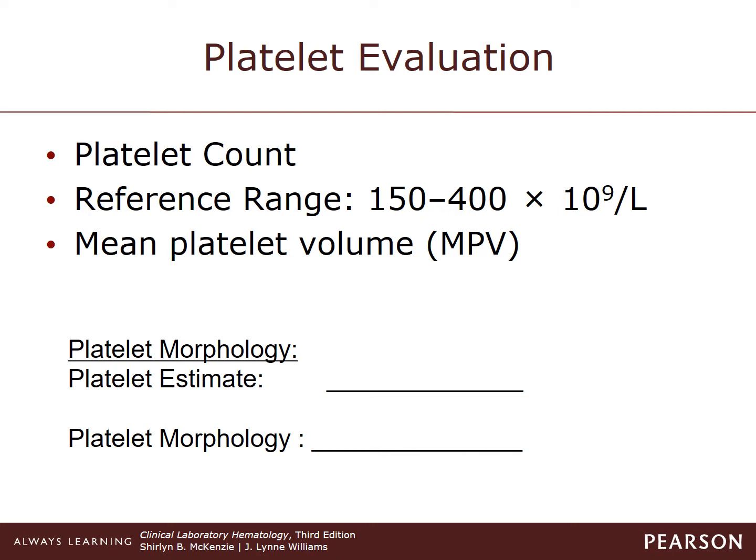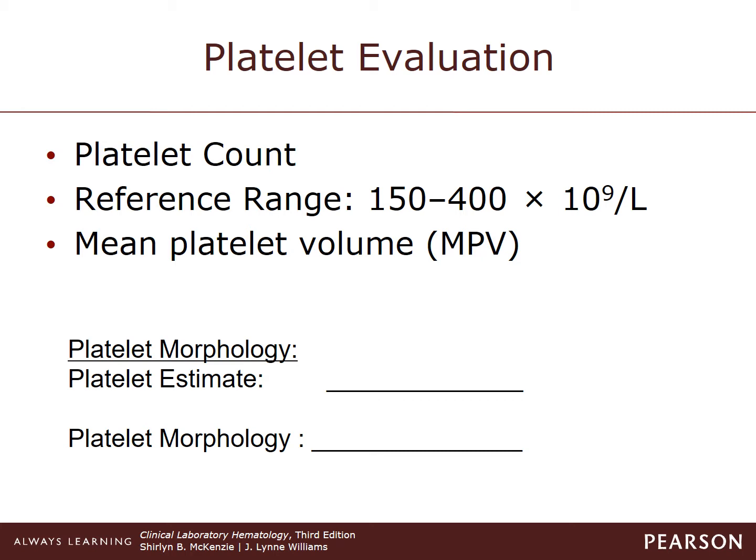Now there's also a reference to a mean platelet volume. This tells us the size of the platelets that we should be seeing in our morphology. So we have our platelet count and our MPV that give us an indication of what we're going to see in the peripheral smear. When we talk about platelet morphology on our CBC, we have done a platelet estimate.